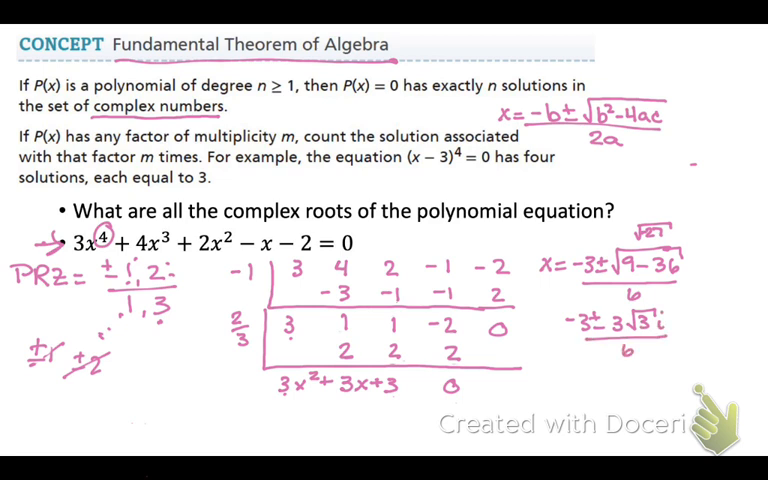I can take a what out of all of it? 3. So my zeros are x equals -1, 2/3, and -1 plus or minus the square root of 3i over 2. So what are my real ones that I'm going to graph when I get there? -1 and 2/3. This, remember, is just going to put a little wobble in that graph.